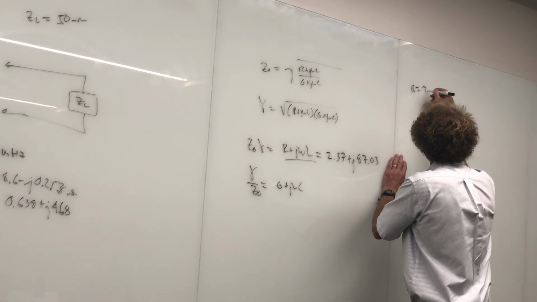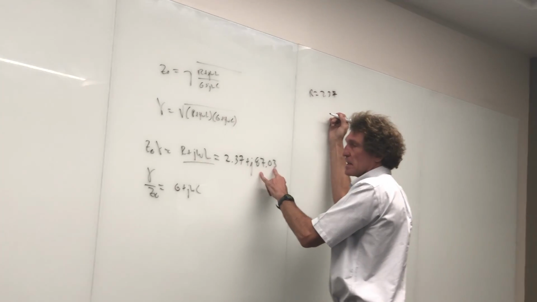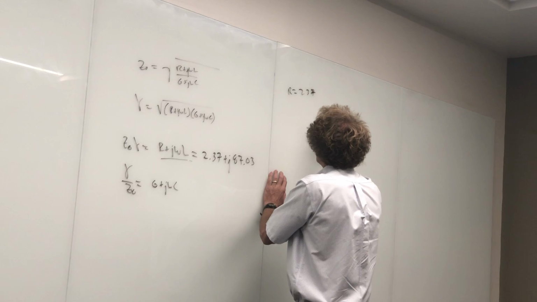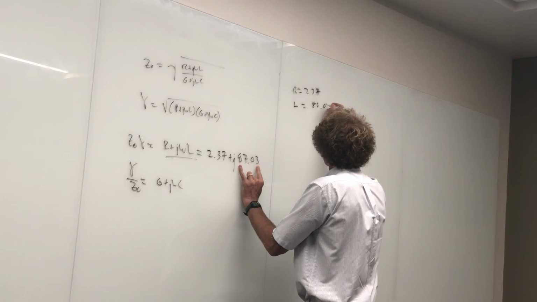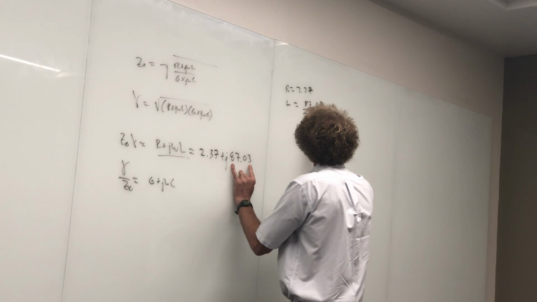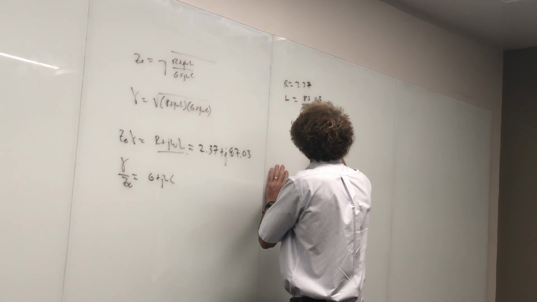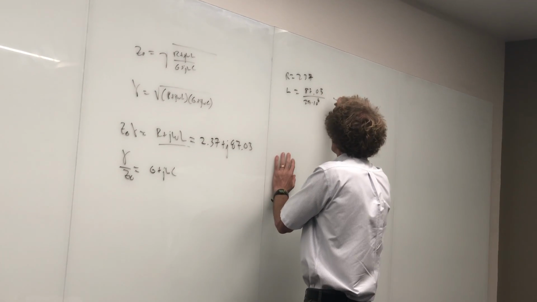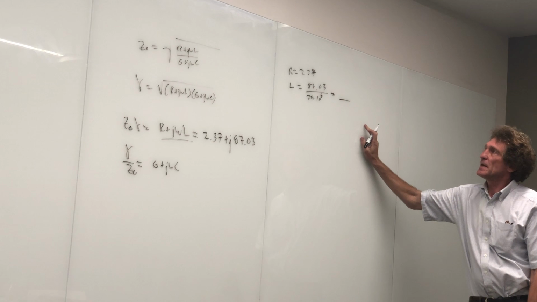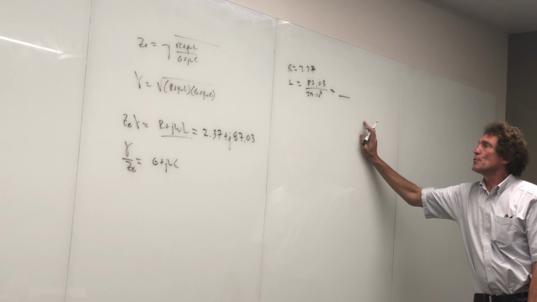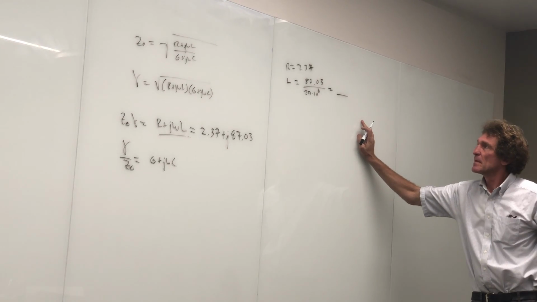R is 2.37, right? Now, to get L, what I have to do is take this number, 87.03, and divide it by omega, which is 2 pi times F, and F is 100 megahertz, or 10 to the 8th. Then that will give me L. So go ahead and take 87.03, divide it by 2 pi, and multiply that by 10 to the minus 8. What do you get?